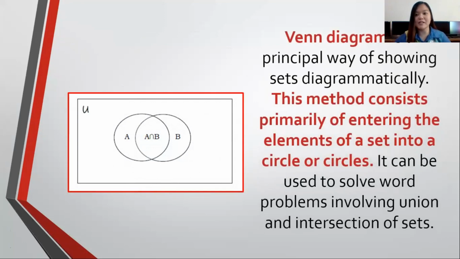So, Venn diagram is a principal way of showing set diagrammatically. This method consists primarily of entering the elements of a set into a circle or circles. Kung isa lang yung set, isang circle lang. Pero pag dalawa yung set, dalawang circles. At kung tatlo yung sets, tatlong circles. So it can be used to solve word problems involving union and intersection of sets. Pwede ring set complement at pwede ring set difference.